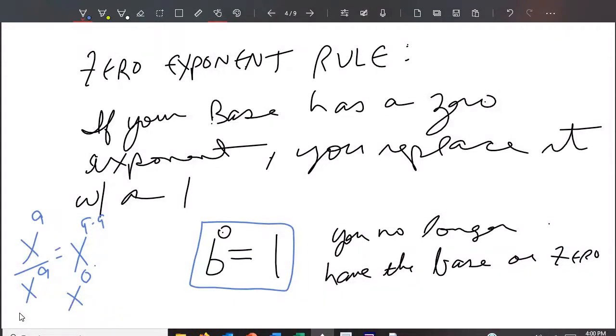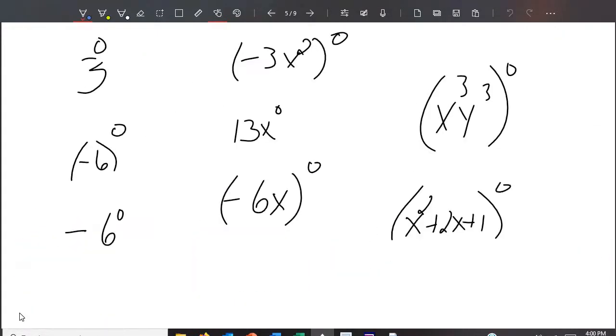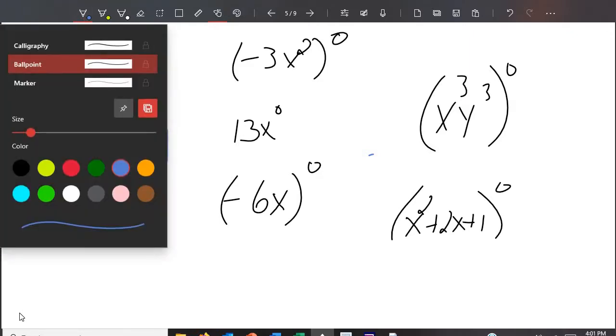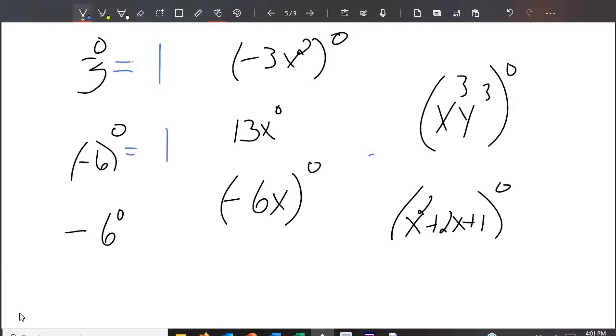This rule can be a little bit tricky. Let's look at this. Now, the base is 3, the exponent is 0. The rule says whatever the base is, if my exponent is 0, it's automatically equal to 1. Look at this one. It's negative 6 to the 0. Now the negative 6 is in parentheses. This makes a big difference. Because the 0 is outside the parentheses, my answer becomes 1. The bottom one, this one, the negative 6 with the 0 is a little bit different.